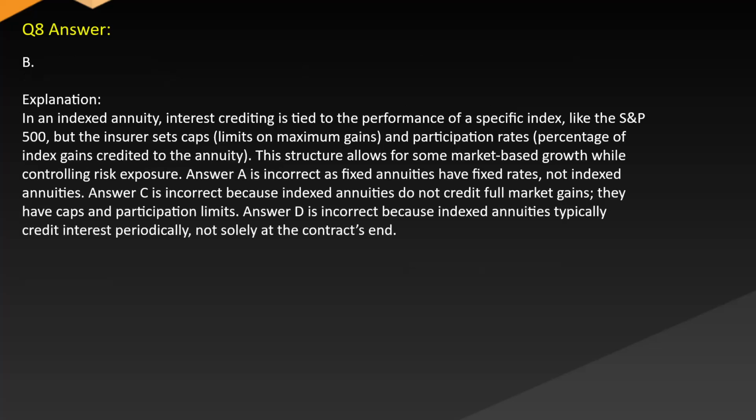Answer B. Explanation. In an indexed annuity, interest crediting is tied to the performance of a specific index like the S&P 500, but the insurer sets caps, limits on maximum gains, and participation rates, the percentage of index gains credited to the annuity. This structure allows for some market-based growth while controlling risk exposure. Answer A is incorrect, as fixed annuities have fixed rates, not indexed annuities. Answer C is incorrect because indexed annuities do not credit full market gains, and they have caps and participation limits. Answer D is incorrect because indexed annuities typically credit interest periodically, not solely at the contract's end.